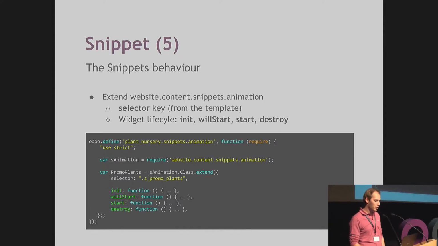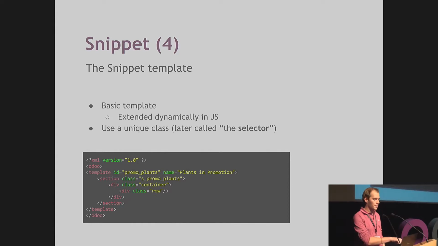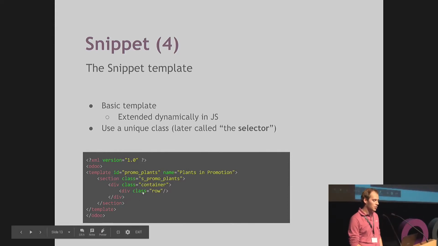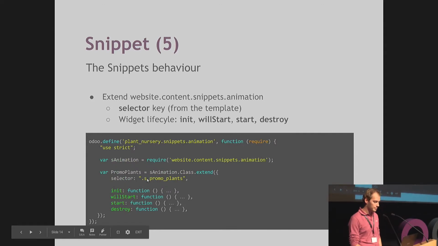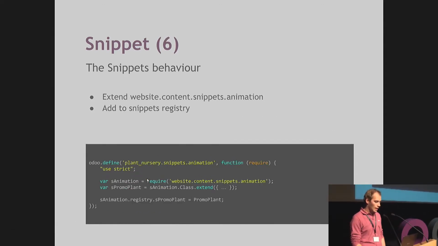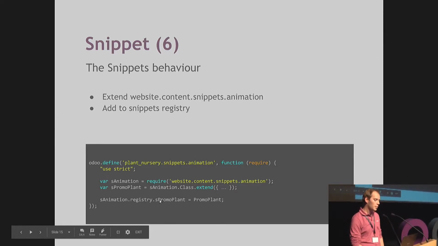The very important thing here is the selector key that has to be the same as the class that was just here, to be able to hook up. Second thing is to add the snippet in the registry. The registry is just a dictionary, and the keys are the snippets. You will also need to remember this name because we will use it afterwards.